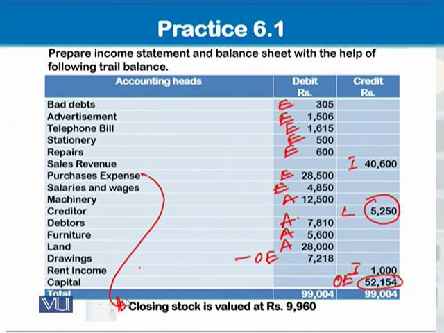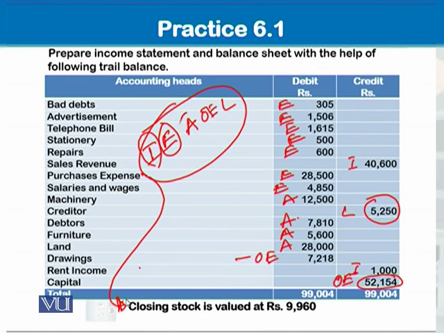So what we did, we in fact marked, here I'm writing something, focus. We marked I for income, E for expenses. We marked A, O E, and L. Okay. In fact, by marking these symbols, you can say, now we are confident that altogether this trial balance is in our grip. Okay, let's move forward.